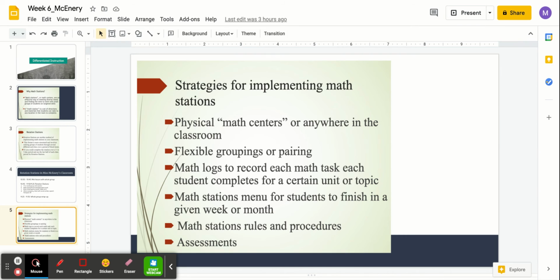So, for strategies for implementing these stations, again, I took this from the PowerPoint. They can go anywhere in the classroom for these stations. I always have specific ones set up so that we are not on top of each other. We have our private space. The students don't feel like they are being watched. Being in eighth grade, I do want to provide some sort of independence before they go off to high school. Again, this is flexible within my groupings or pairings if I want to work one-on-one.